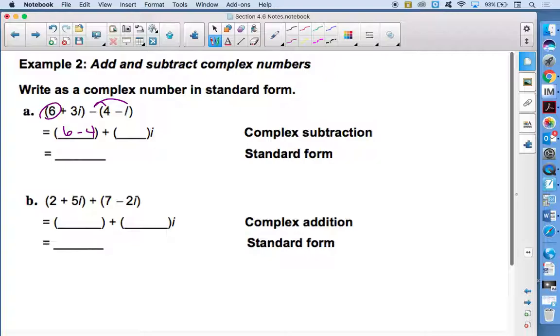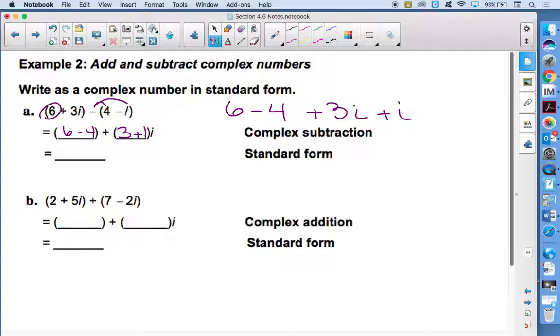So that's my real value. And then the imaginary number, we have a 3i, which the i is pulled out, so really you're taking 3, and then minus a negative i would be plus a positive 1. But when I work through this, I'm just thinking that I'm taking 6 minus 4 and then 3i plus another i. I don't think you really need to group and pull the negative out.